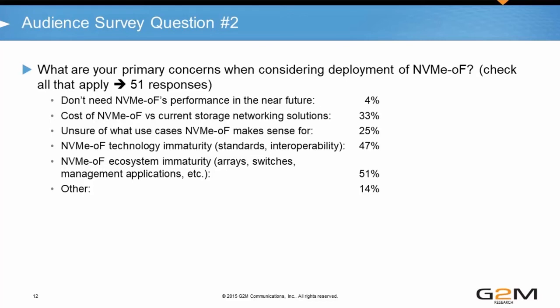So number one, we just don't need the performance in the near future. Number two, the cost. We're afraid NVMe over Fabrics is going to cost more than what we're currently buying. Number three, we just don't know what use cases it's good for. Fourth, the technology just isn't mature. Standards, interoperability, or the basic storage guy's excuse, I'm going to wait a couple of years and let somebody else make a mistake. NVMe over Fabric ecosystem immaturity, that there aren't enough arrays, switches, or management applications, or that they don't interoperate right. And of course, the always popular other.